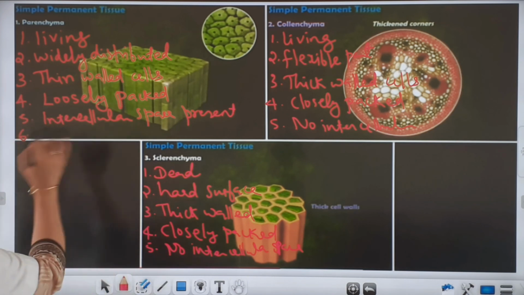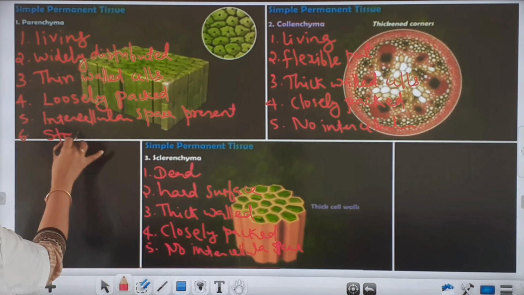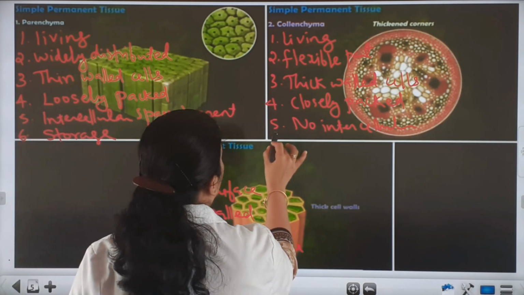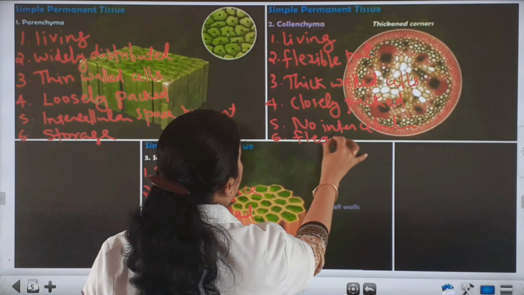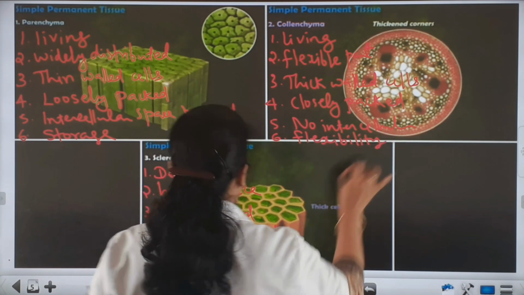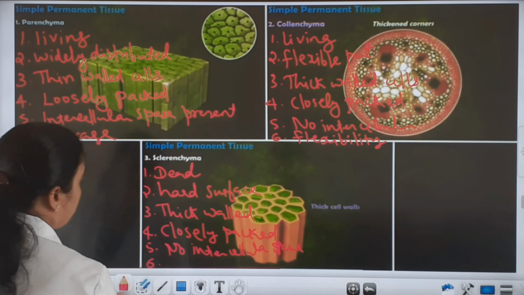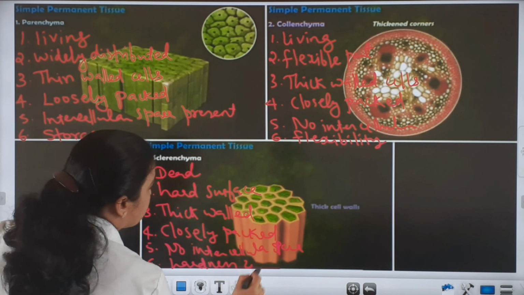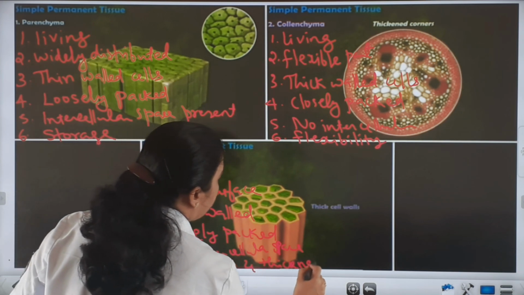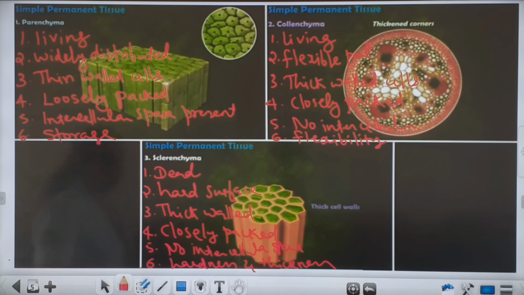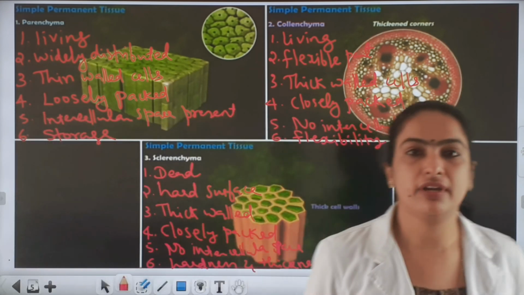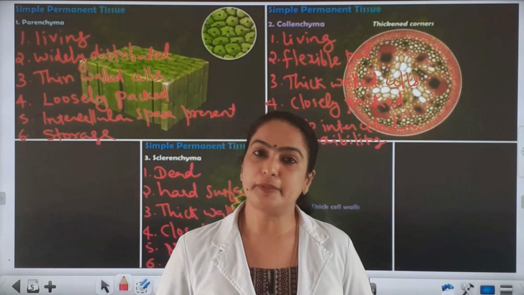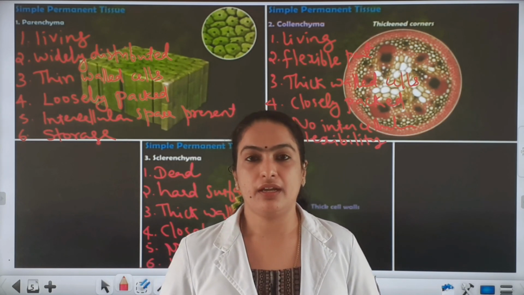The last point is about the functions of these permanent tissues. Parenchyma provides storage, processing and storage of food materials. Collenchyma provides flexibility to the plant body. Sclerenchyma provides hardness and thickness to the plant body. So this is a comparative study of simple permanent plant tissue. Is it clear about the simple permanent plant tissue? That's all for today.